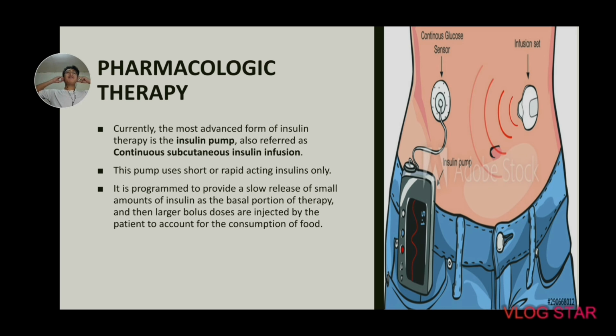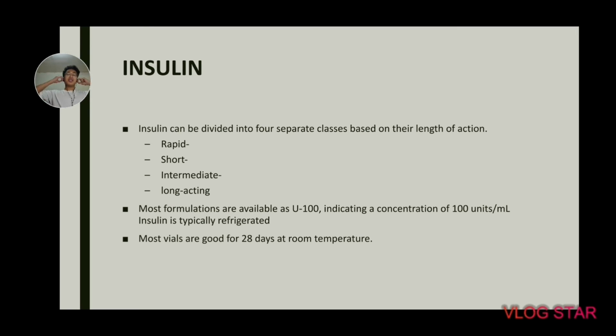Currently, the most advanced form of insulin therapy is the insulin pump, also referred to as continuous subcutaneous insulin infusion. This pump uses short or rapid insulins only. It is programmed to provide a slow release of small amounts of insulin as the basal portion of therapy, and then larger bolus doses are given by the patient to account for the consumption of food. So this is basically what type 1 diabetics will be using throughout their life.